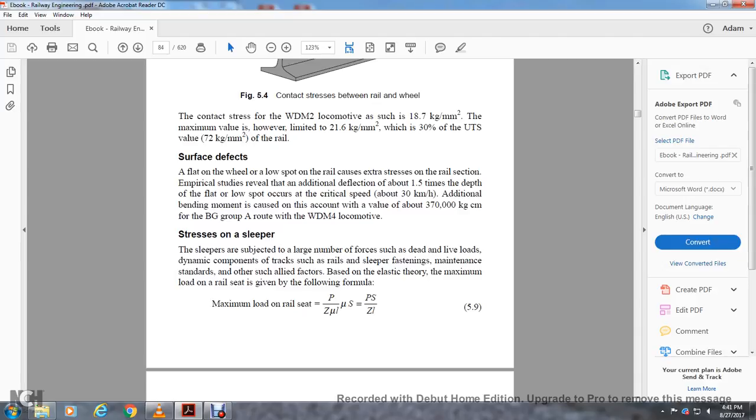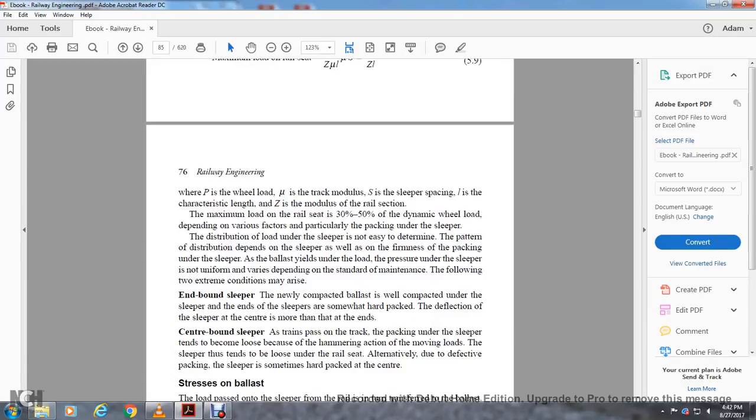Based on elastic theory, the maximum load on the rail seat is given by the following formula: maximum load on rail seat equals P over Z of the track modulus over L, S equals PS over Z, where P is the wheel load, U is the track modulus, S is the sleeper spacing, L is the characteristic length, and Z is the modulus of the rail section.